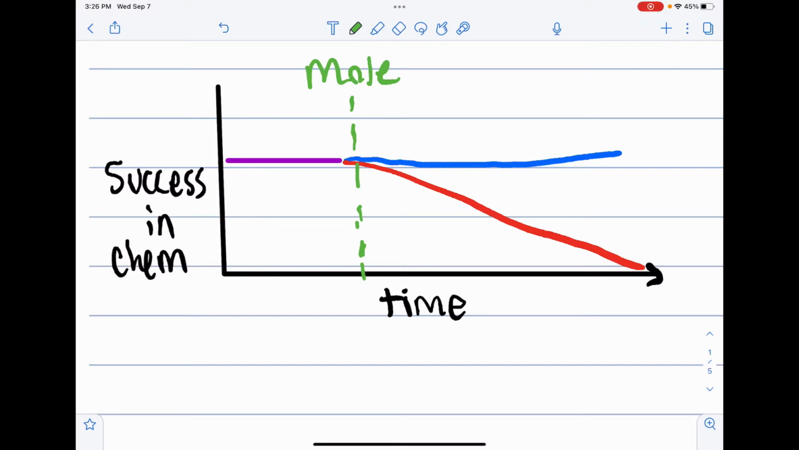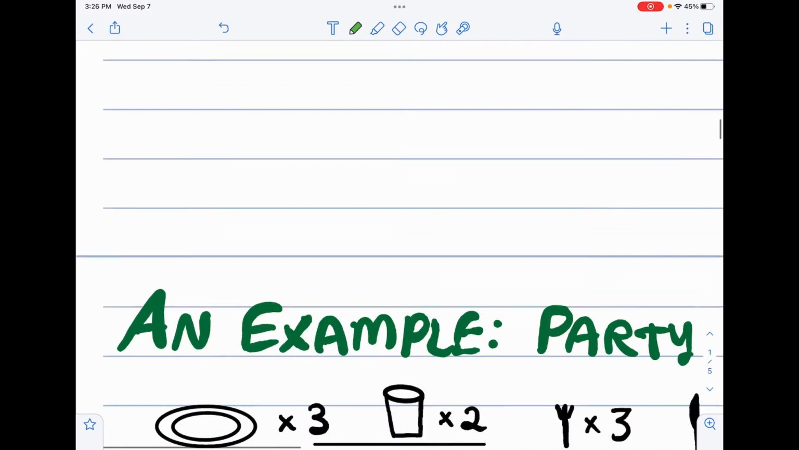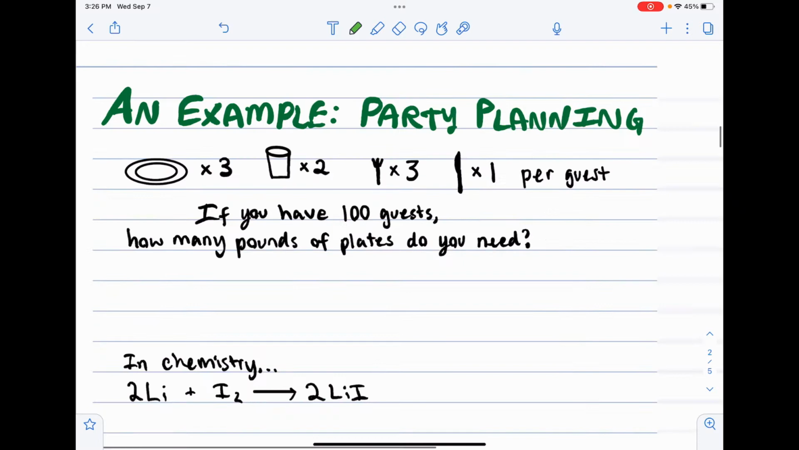As a disclaimer, this graph is not like statistics, it's just from my personal experience. So if you know the mole, you know chemistry. Hopefully in this video I can break down to you what exactly a mole is and how we use it in calculations. So let's start with an example that doesn't have anything to do with chemistry.